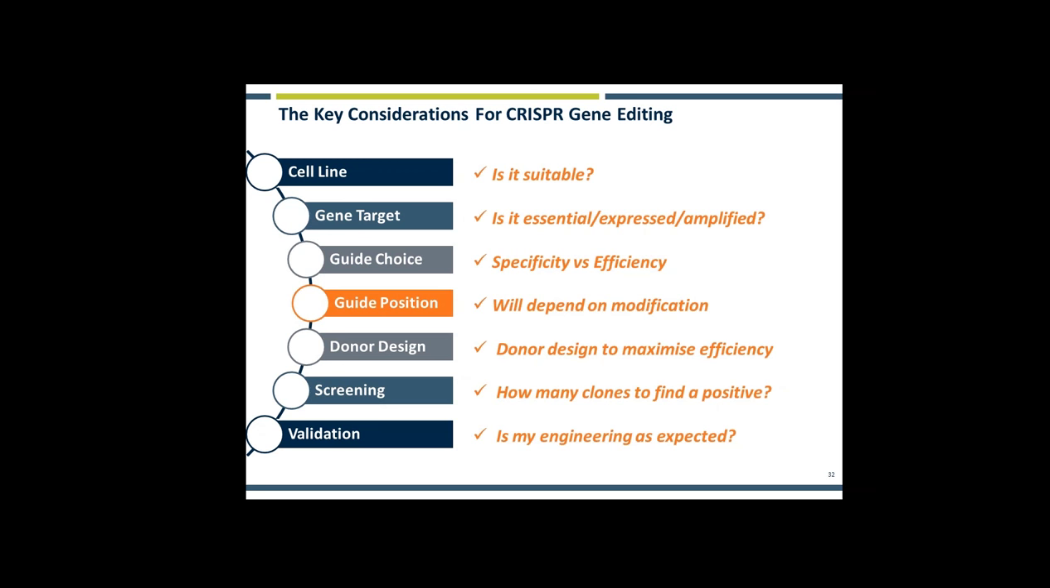Your choice of guide will be affected by how you want to balance specificity versus efficiency. And also, the position of the guide will be influenced by the kind of modification that you want to make. If you're planning a knock-in experiment, then you can modify your donor in such a way that you minimize the chances of being recut. And you can also, at this point, introduce extra markers to allow you to screen for integration. And with regards to screening, hopefully, if you've tested guide activity and you have a feel for your transfection efficiency, and you know what a desirable outcome would be, then by the time you get to screening, you'll have a feel for how many clones you're going to have to screen to find a positive. And finally, it's very important to just validate at the genomic level that your engineering is as expected in all copies of the gene in the cell.